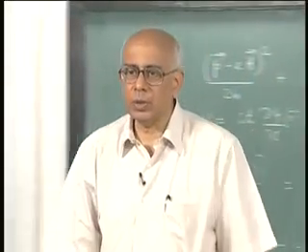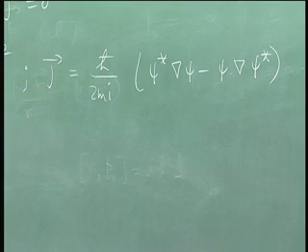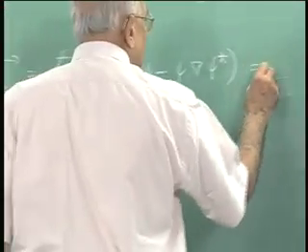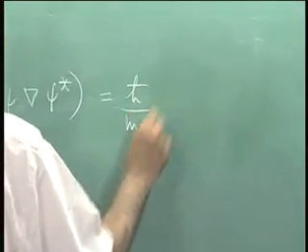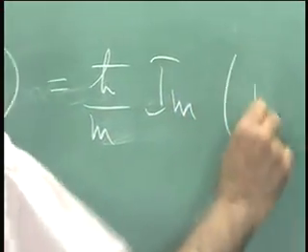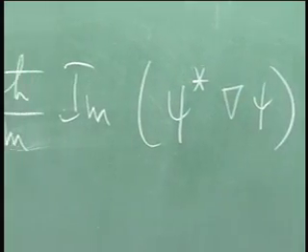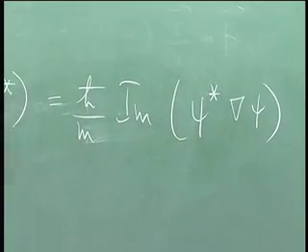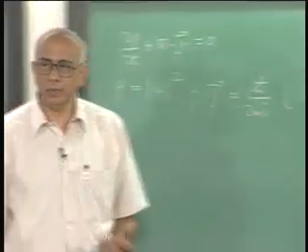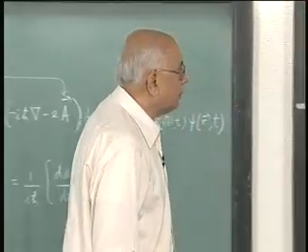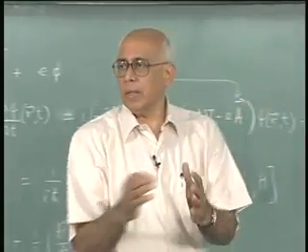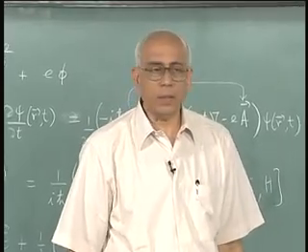This came straight from the Schrodinger equation. We derived this result, if you like. You can also write this as equal to h cross over m times the imaginary part of psi star grad psi, because it is that number minus its complex conjugate divided by 2i. Okay. So that is a compact way of writing the probability current.